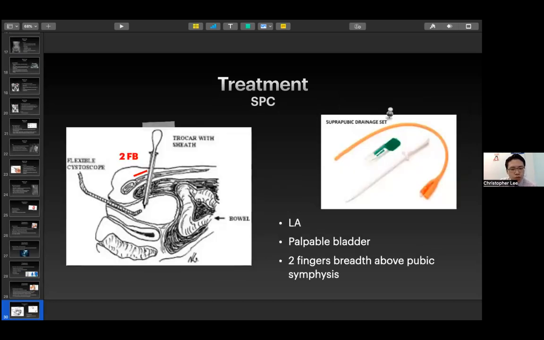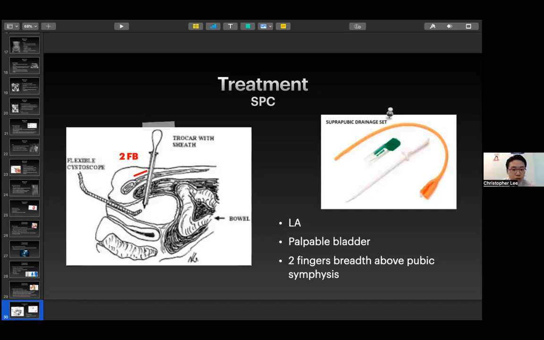So for a suprapubic catheter, it can be done under a local anesthetic. You must be able to palpate the bladder in order for you to insert the SPC. Otherwise, you'll be puncturing bowel instead of bladder. There's a landmark for the insertion of the SPC, which is in the midline of the abdomen, 2 finger breadths above the pubic symphysis. So obviously, the bladder must be palpable at a level much higher than that for you to be able to safely puncture the bladder.